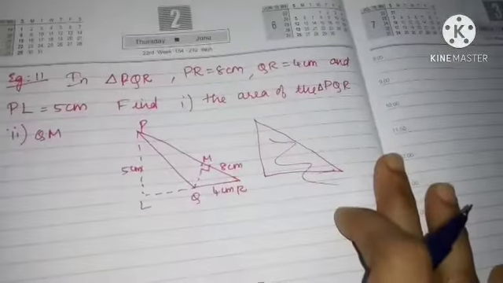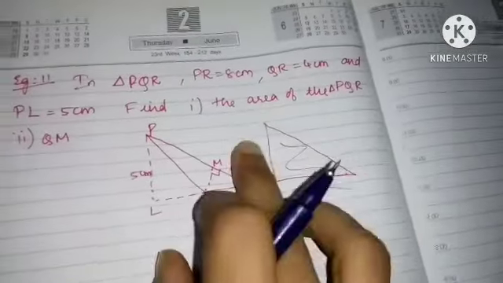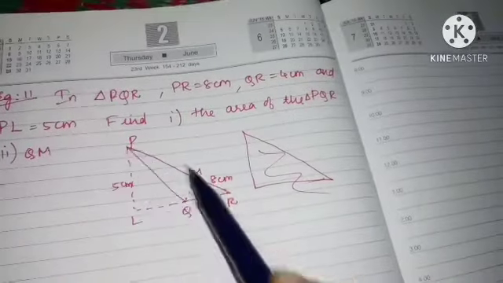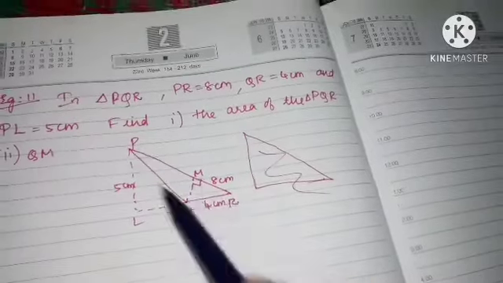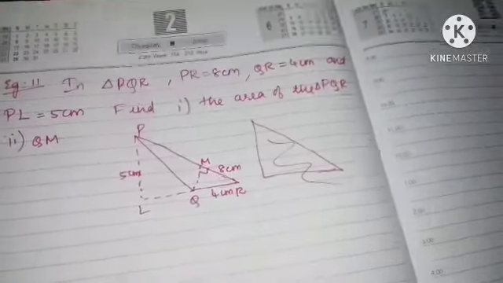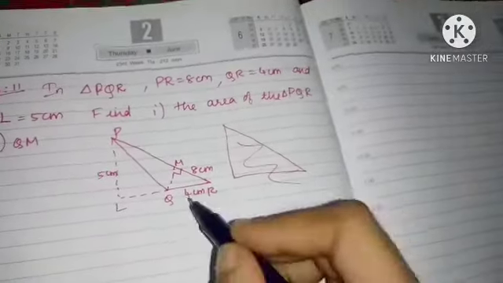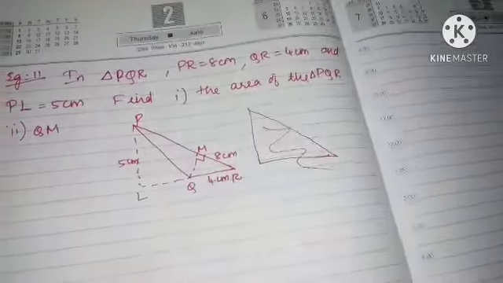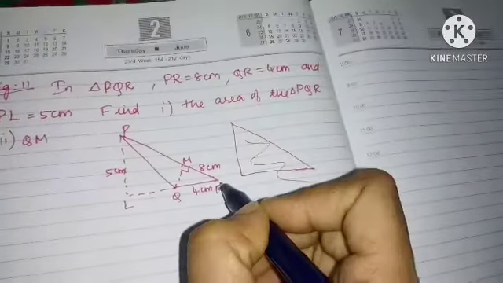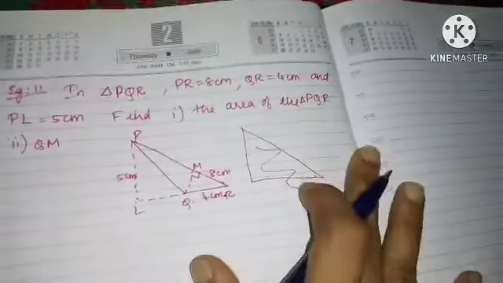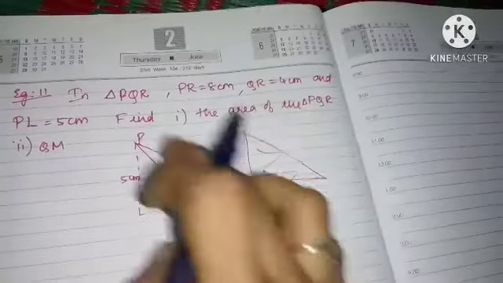Next is your example number 11. Okay, see, when you see this figure you think that it is very complicated, but it is very easy. Okay, in triangle PQR, this is one triangle. PR is 8 centimeter. This PR length is 8 centimeter and QR is 4 centimeter and PL is 5 centimeter. PL is nothing but extra height, extension. That is one height.